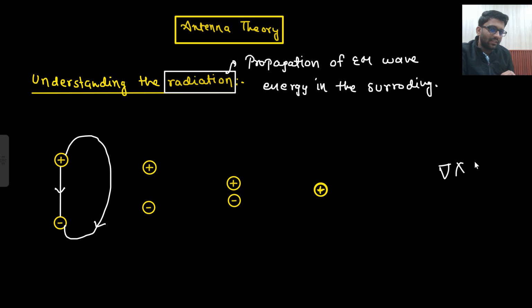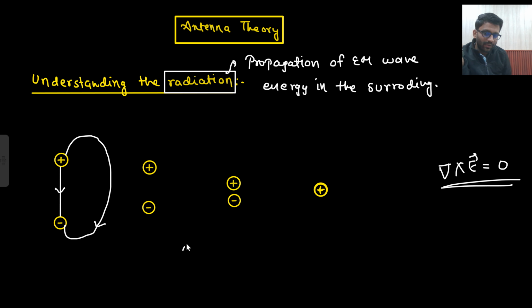Del cross E is equal to 0, unless there is a time varying magnetic field. If there is a time varying magnetic field, then electric field lines will form a closed loop, but otherwise they will not form a closed loop. So del cross E is equal to 0. This is what we have studied. And some guys might be having the doubt: sir, this is a closed loop only, no? Sir, you are saying that electric field lines never make a closed loop, but this feels like a closed loop, from positive to negative.